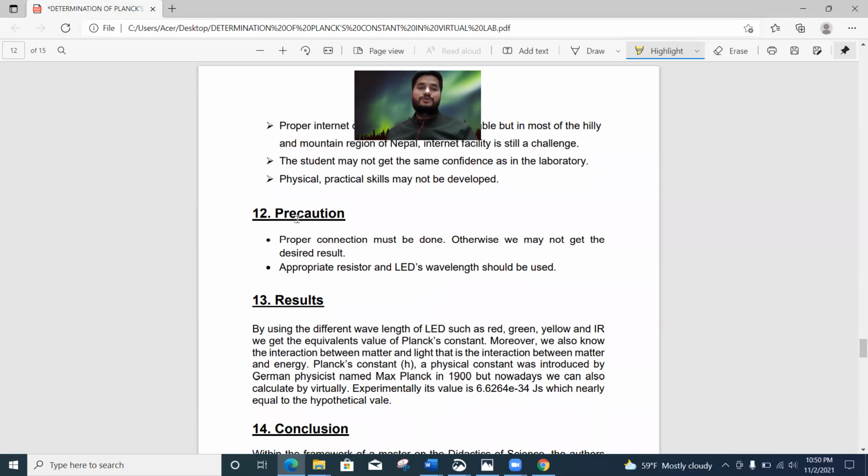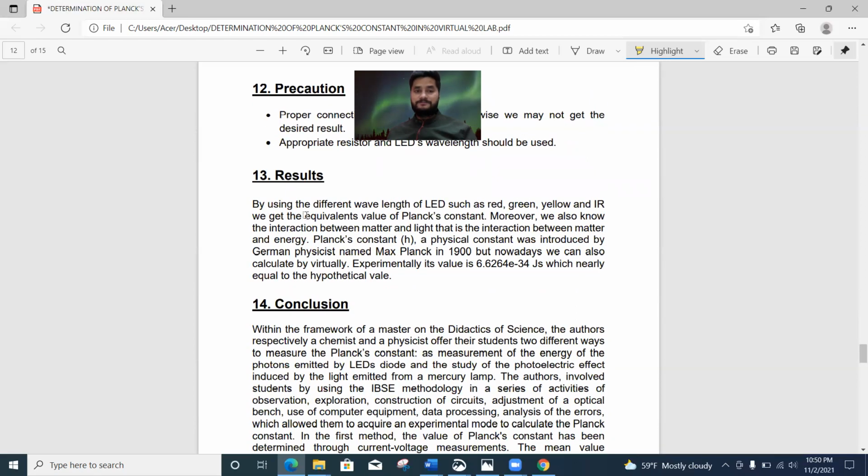Precaution: what we should do before doing the practical, I mentioned here. Proper connection must be done, otherwise the result may not come out in the desired form. And an appropriate resistor is needed; for my determination of Planck's constant, I need a 1 kilo ohm resistor. This is an important point. Result: by using LEDs of different wavelengths, such as red, green, yellow, infrared, we get the equivalent value of Planck's constant. Moreover, we also know the interaction between matter and light.